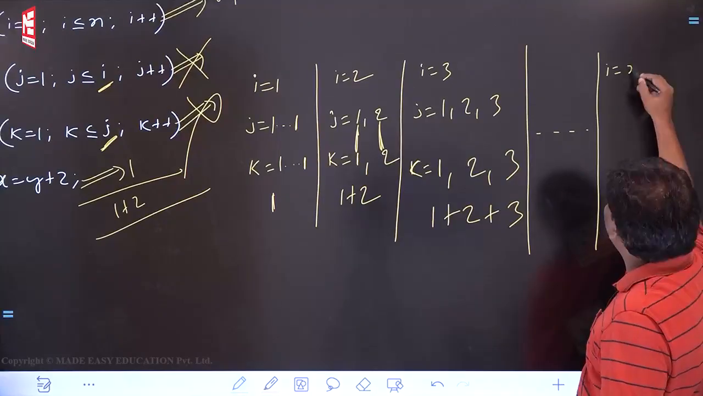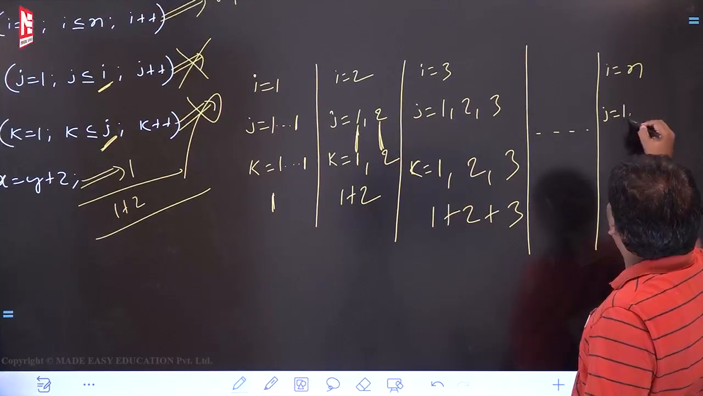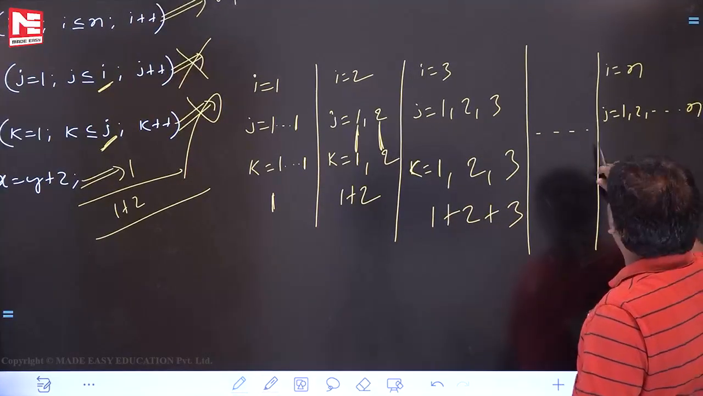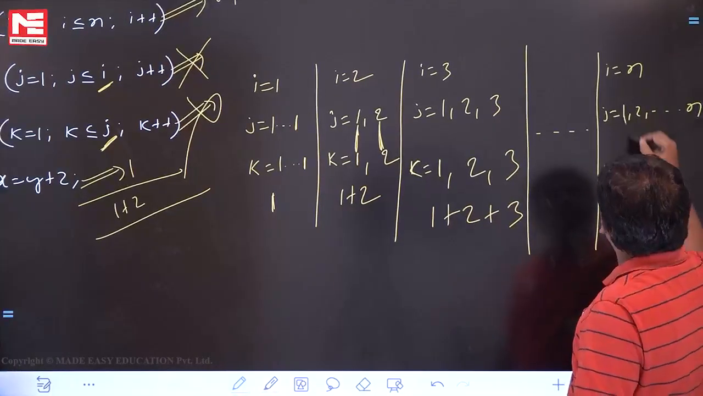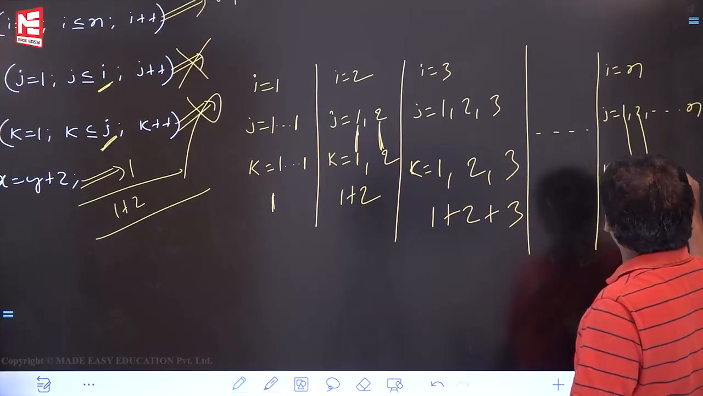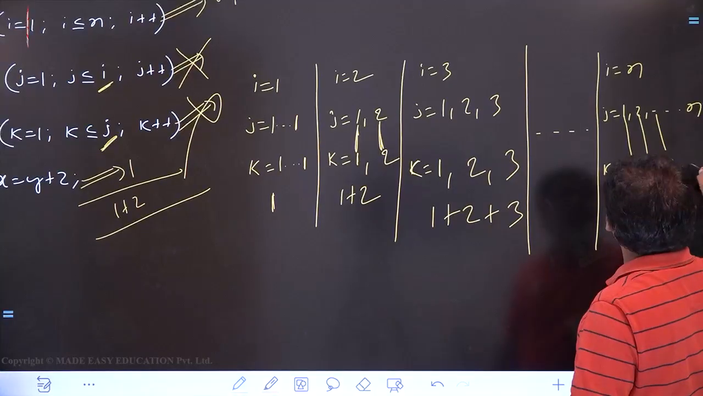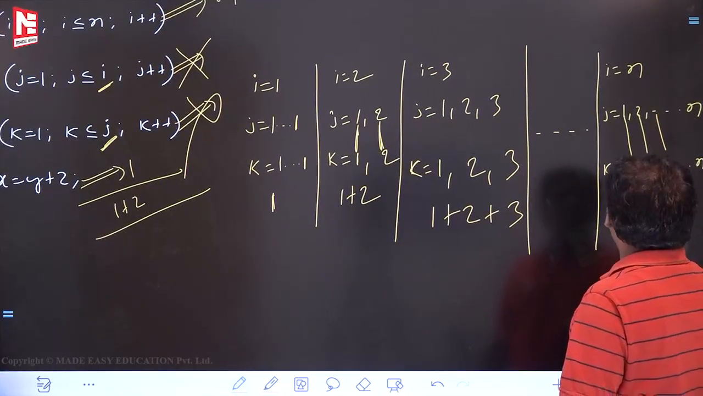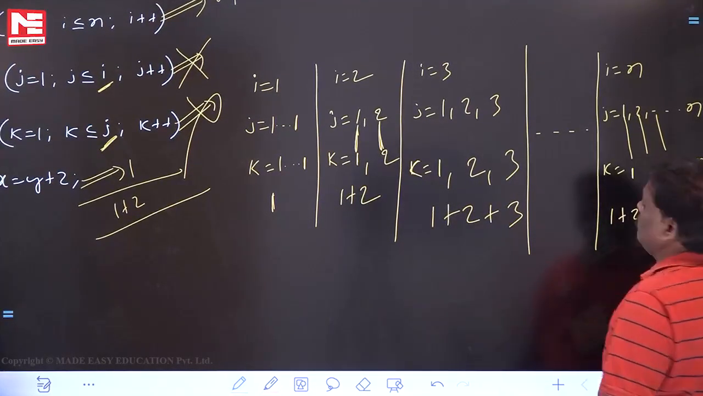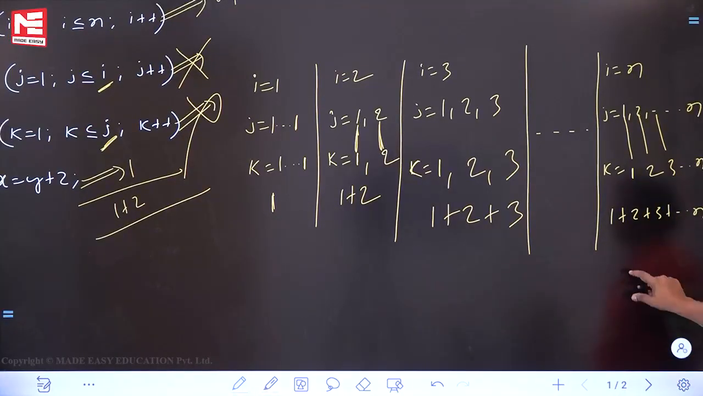I is equal to n, assume. Then what is the answer? J is going to be 1, 2 and so on up to n. What about the K value? If this is 1, it is 1 time; if it is 2, it will execute 2 times; then 3 times, and so on, it will execute n times, totally 1 plus 2 plus 3 and so on up to n times. Check properly.